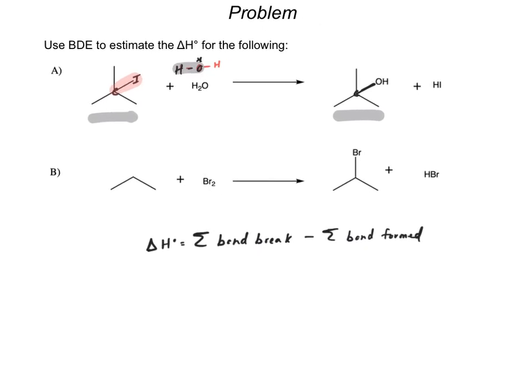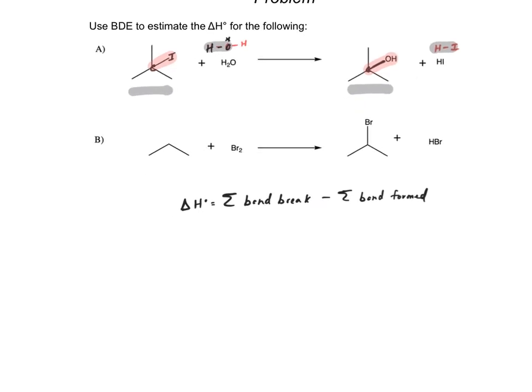The bonds that we form are over on our product side. So we have now a carbon-oxygen bond, and then we also have a new hydrogen-iodine bond in our product as well, okay? Okay, so I go in and I look up these bond dissociation energies. I'm going to start with our reactants, the bonds that we break.